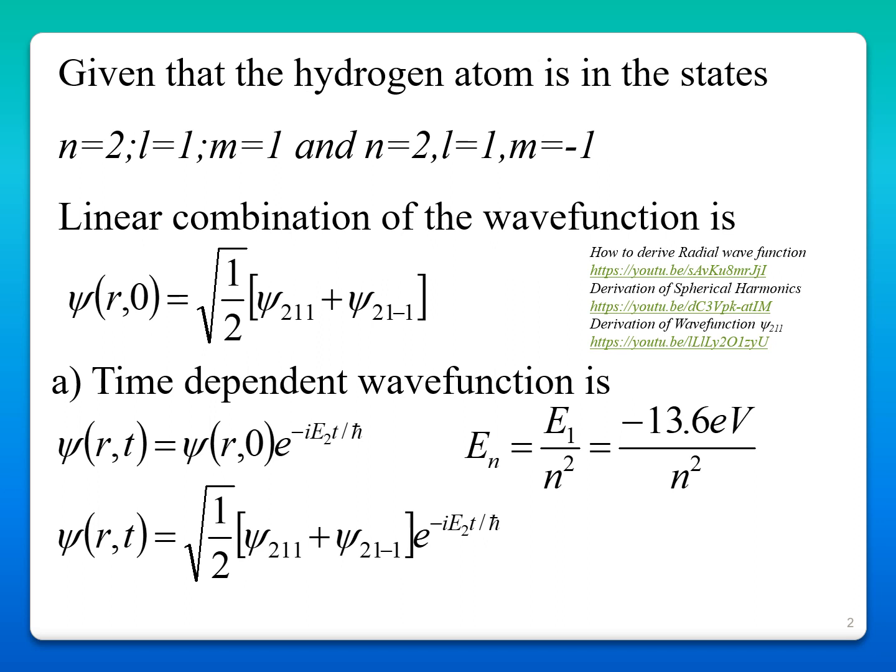First problem is you have to find out the time dependent wave function. So psi of r comma t is equal to psi of r comma 0 e power minus i E2 t by h cross, because it is n = 2, so it is E2. And you know En is equal to E1 by n squared, that is equal to minus 13.6 electron volt by n squared. So if you substitute the value of psi of r comma 0, psi of r comma t is equal to 1 by square root of 2 times psi 211 plus psi 21 minus 1, e power minus i E2 t by h cross.